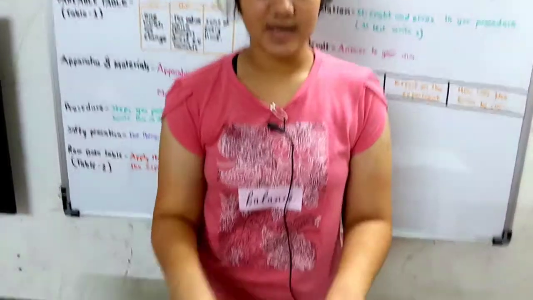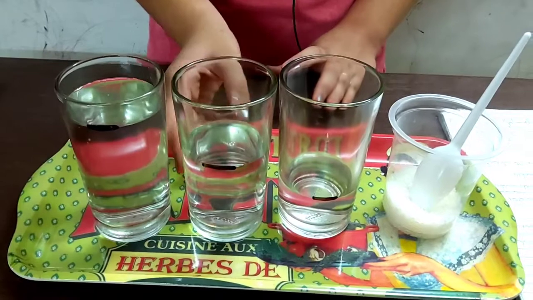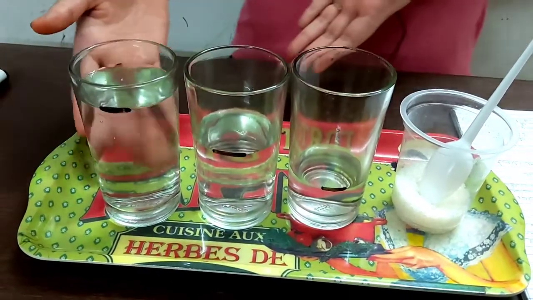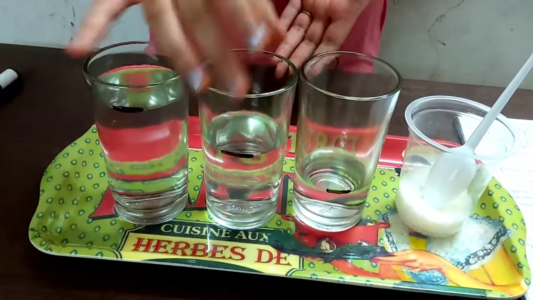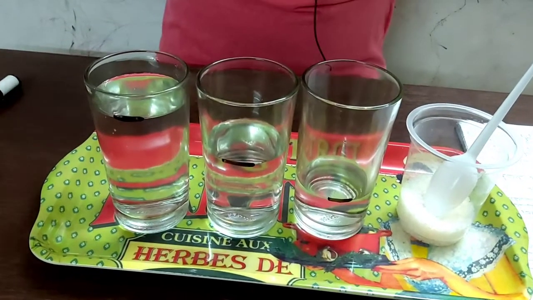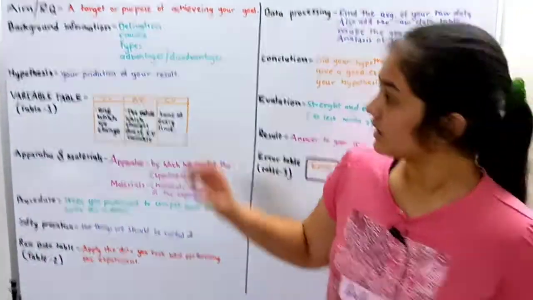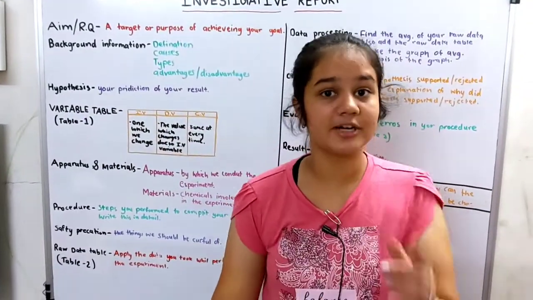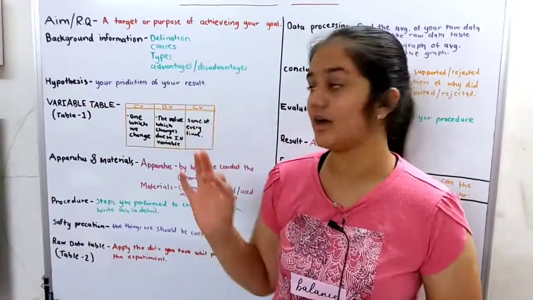Now here you can see I have 3 glasses. If I add 5 spoons in this glass and 3 spoons in this glass, I think both can saturate, but this glass will need a greater amount of sugar, this will need less, and this will need only 2 or 3 spoons of sugar, because the less the water, the less sugar it will need. So this is my prediction. Your prediction could be anything else, but in short, you write your prediction in your hypothesis.